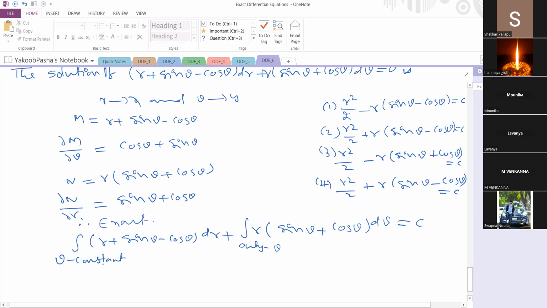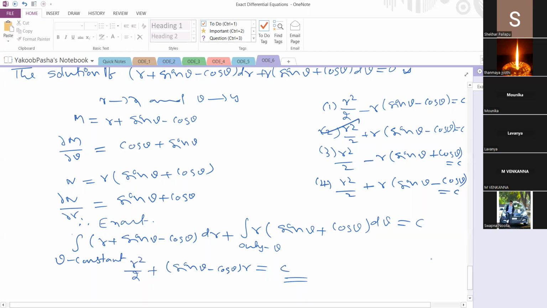So theta constant means, with respect to r, the integration is r square by 2 plus (sin θ − cos θ) constant; integration of dr is r. Here only theta terms are not there, so no need to integrate. So this is equal to c. Therefore, our option is r square by 2 plus r (sin θ − cos θ). This is the correct option.